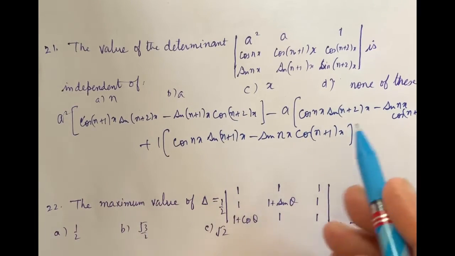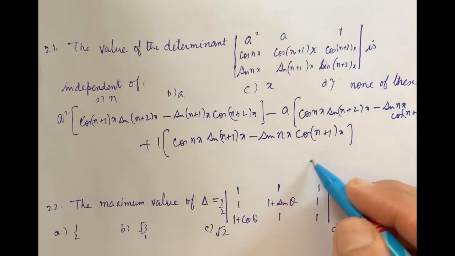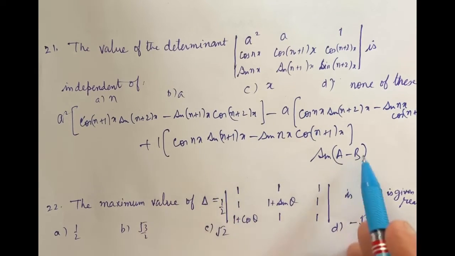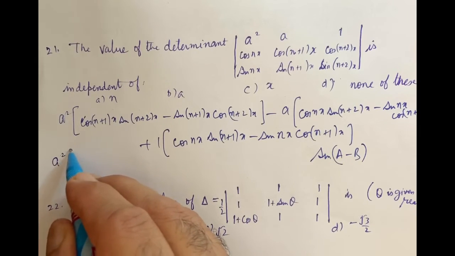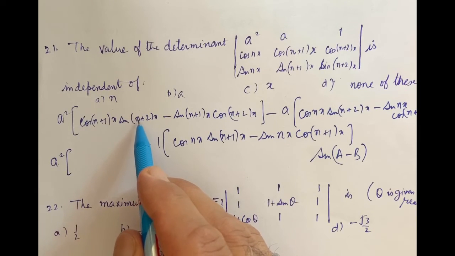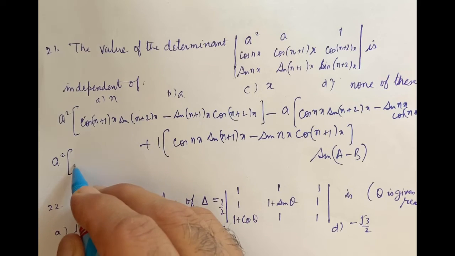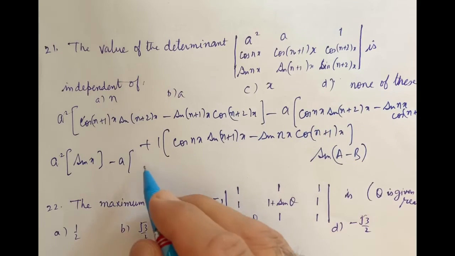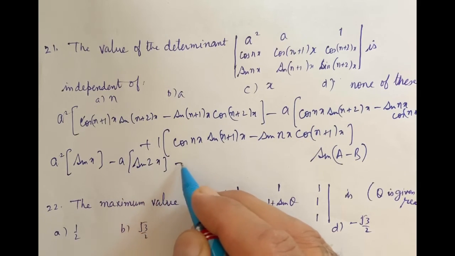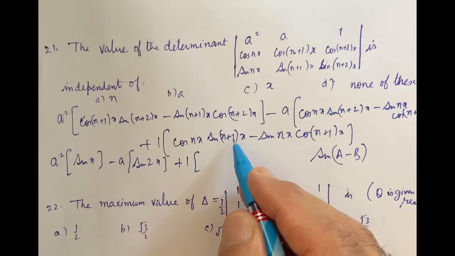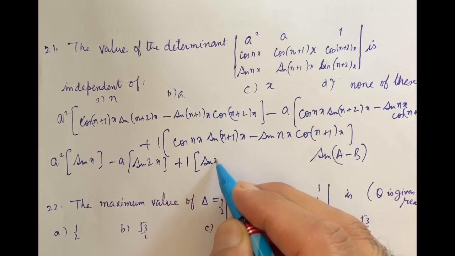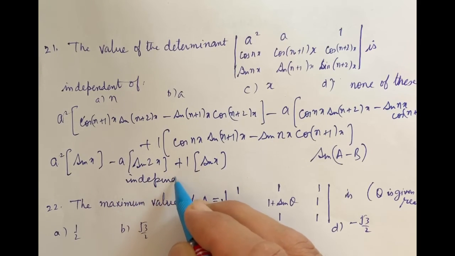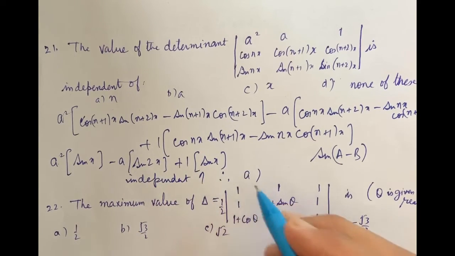In each of these brackets we are using sin of a minus b, which is sin a cos b minus cos a sin b. So this is a square, this will be sin of a minus b. So this is sin of x minus a sin of a minus b, this is sin of 2x plus 1 sin of a minus b, this is sin of x. So you can see this is independent of n, and therefore A is the correct option.